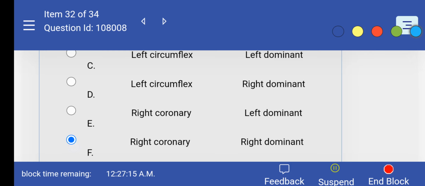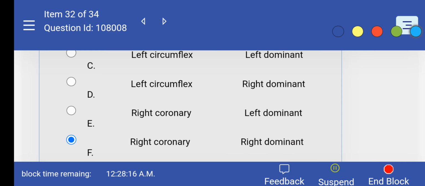The correct answer is option F. Why? Because the problem is of the right heart side. Okay, right side heart. With that, they are saying that the left heart is normal. Okay, so it is the right dominant, because the right coronary artery is supplying the PDA in most of the patients, right?